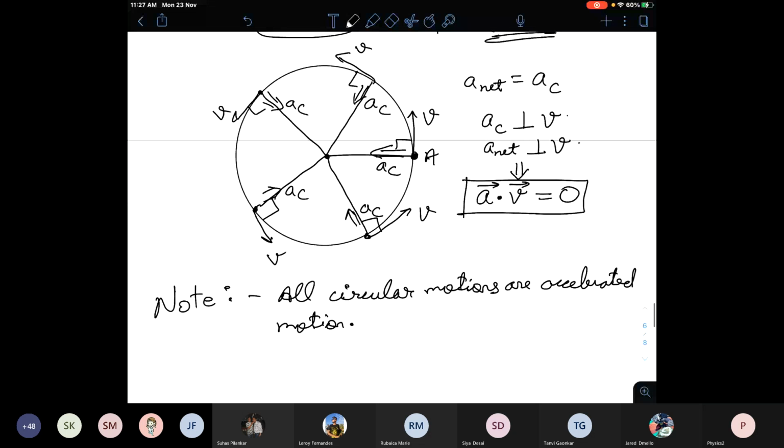Anybody, any doubt till now? Whatever we have done, any doubts about this tangential acceleration, centripetal acceleration, and anything about these notes?